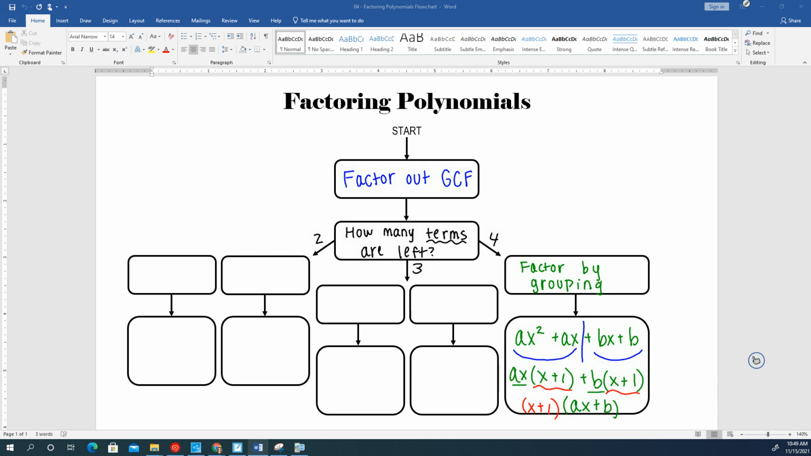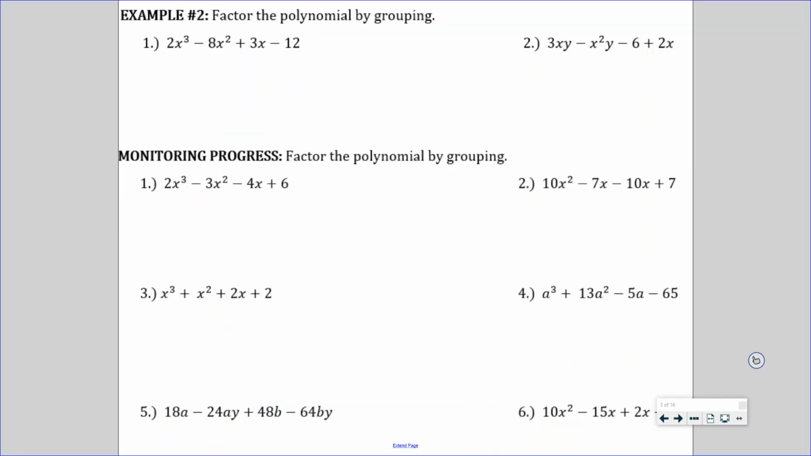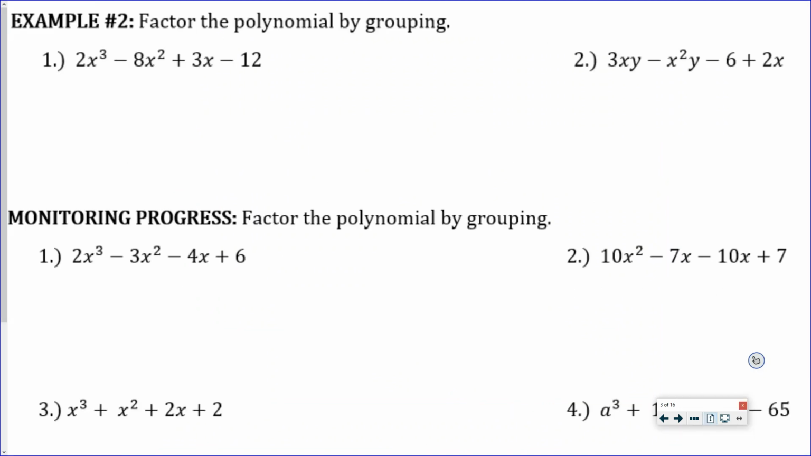Okay, let's practice that. Factor by grouping. I'm on the next page now in the notes. All right, number 1. First thing I ask myself, is there anything common between these 4 terms that I can factor out right away, besides 1? 12 doesn't have an x. So no, right? The numbers 2, 8, 3, and 12, their only GCF is 1, and I can't factor out an x. Then I ask myself, how many terms do I have left? 4. What's my method for 4? Factor by grouping. Split it in half. Group the first 2 terms, group the second 2 terms.